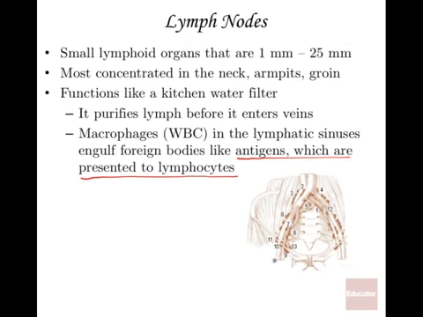So this is a little drawing of the pelvic region near the groin, and you can see all these little brown circular objects. These are lymph nodes scattered throughout, and the lymph nodes are connected to each other by lymphatic vessels.